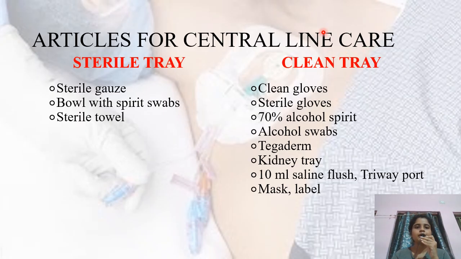For central line care, we need two trays, a sterile tray and a clean tray. In the sterile tray, we should have sterile gauze, a bowl with sterile spirit swabs, and a sterile towel. In the clean tray, clean gloves, sterile gloves, 70% alcohol spirit, alcohol swabs, Tegaderm, kidney tray, 10 ml saline flush, three-way ports, mask and labels.